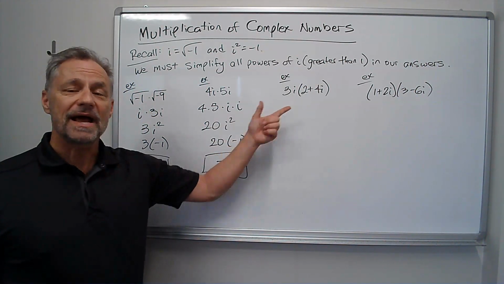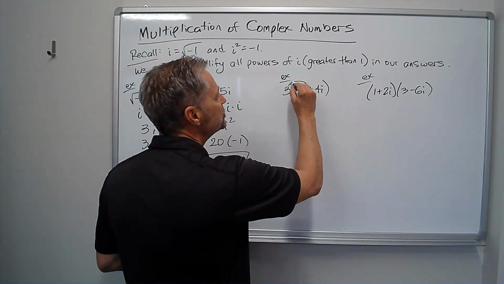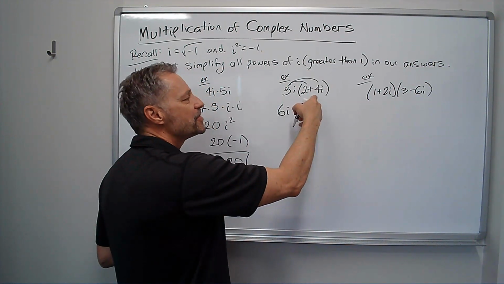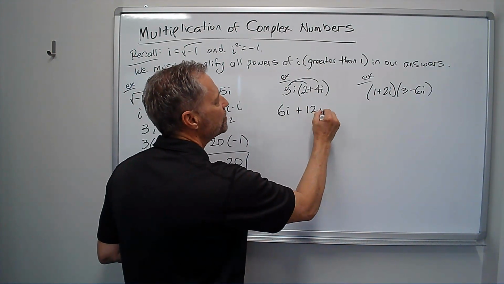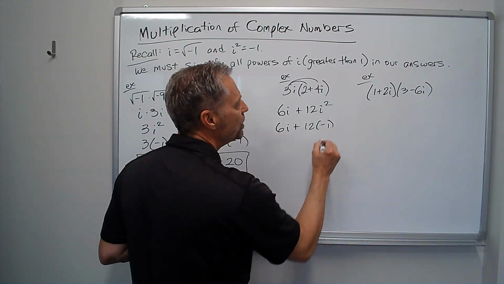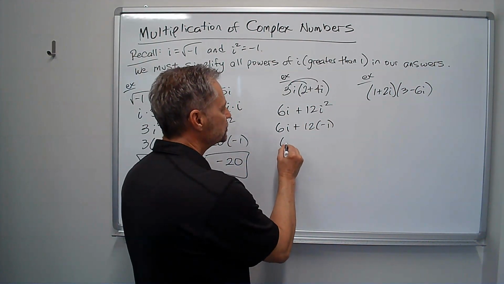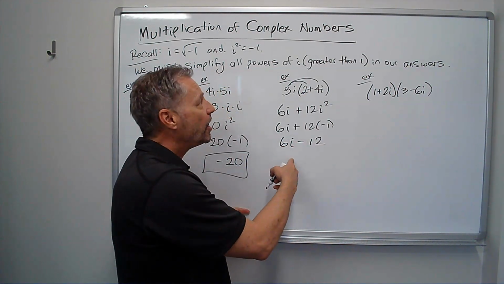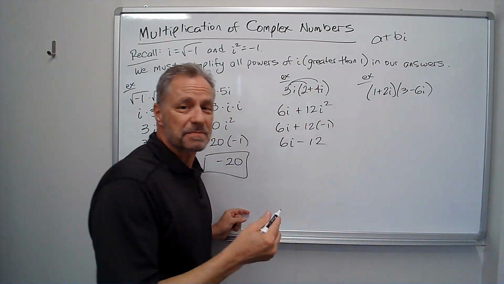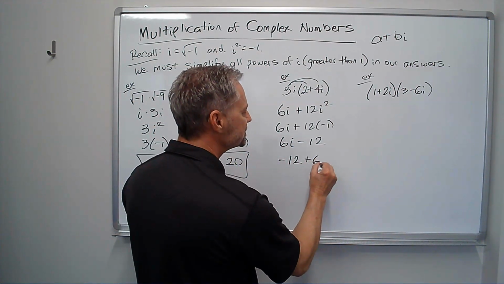All right, now I have one where I have to distribute. The same properties of algebra still work. We still use the distributive property. So I get 6i plus, and then 3 times 4, 12i squared, and just remember that's -1. So I get 6i plus 12 times -1, and you may get in the habit of quickly just saying, oh, that's -12. So it's 6i minus 12, and often we want to write it in the form a plus bi. That's our typical complex number form, so we would often go -12 plus 6i.